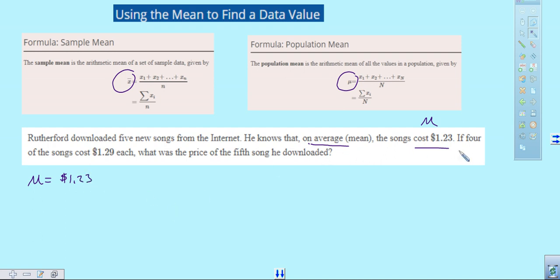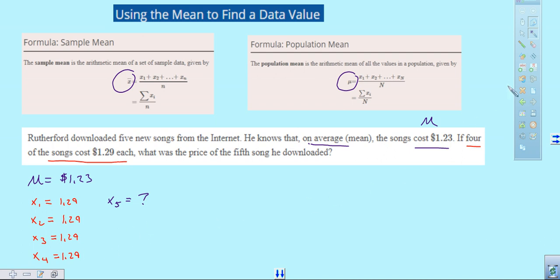We also know that we purchased 4 songs and that those 4 songs were $1.29 each. So we have x sub 1 is $1.29, x sub 2 is $1.29, x sub 3 is $1.29, and x sub 4 is $1.29. What we don't know is the 5th song, and that's what we're looking for.